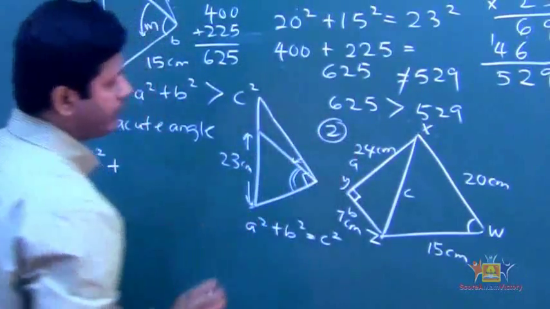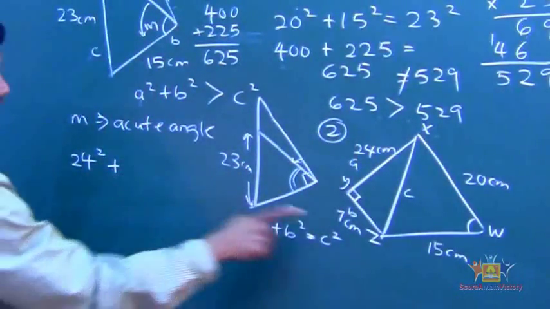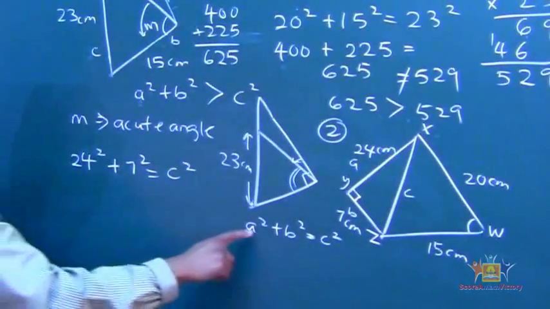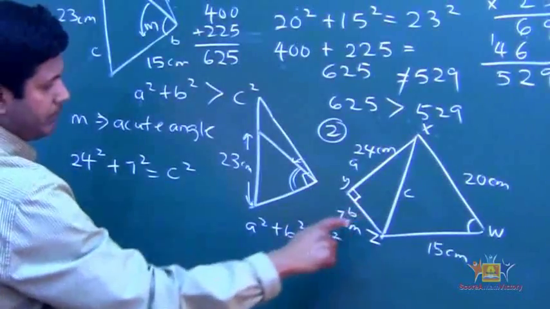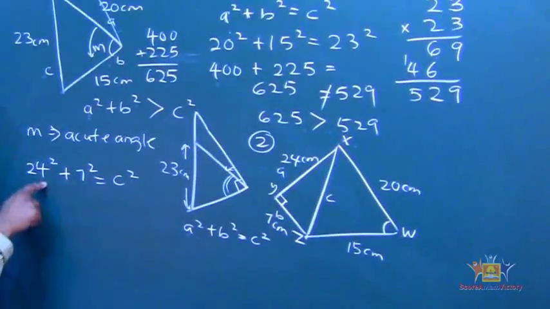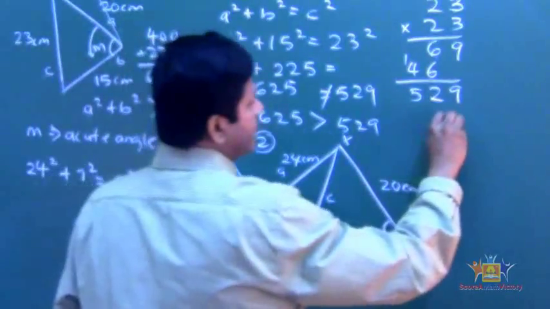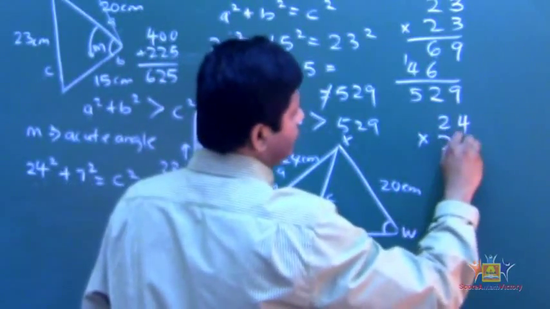Okay, problem number 2. 24 squared plus 7 squared equals c squared. So we can substitute a with 24, b with 7. So 24 squared, 24 times 24, we're going to use the long multiplication method. So we're going to line it up, 24 times 24.